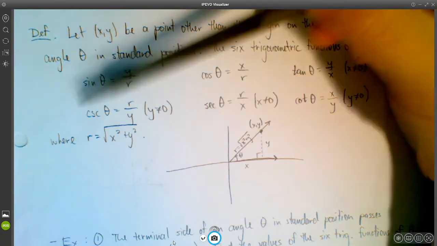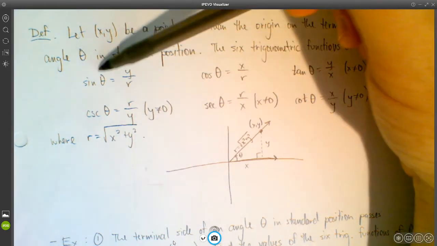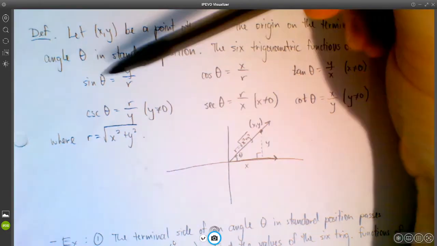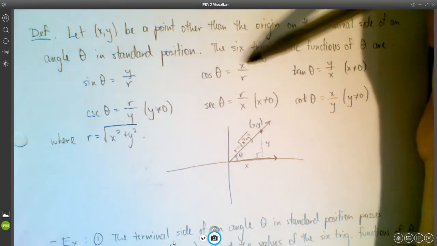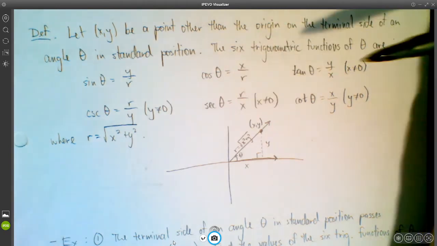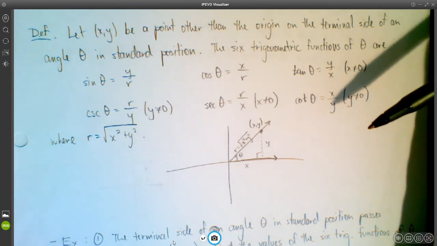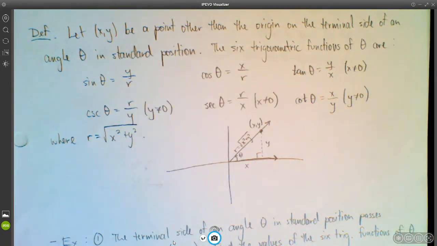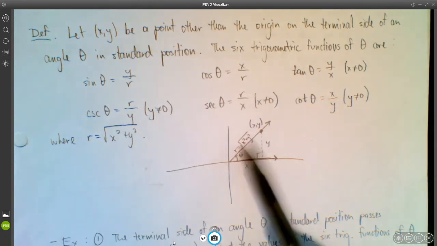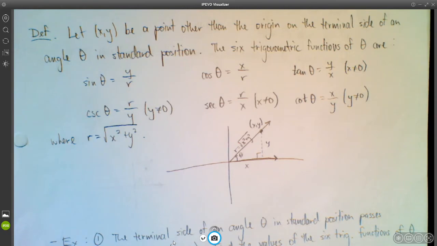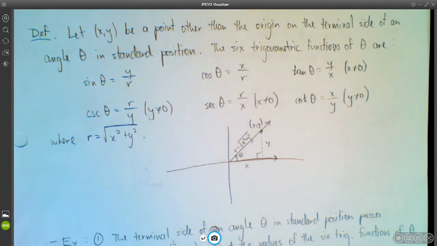Okay, you'll notice that cosecant, secant, and cotangent are just reciprocals of sine, cosine, and tangent, right? So sine is y over r, cosecant is r over y. Cosine is x over r, secant is r over x. Tangent is y over x, cotangent is x over y. In each of these cases, r is the square root of x squared plus y squared. And here's the picture corresponding to that.